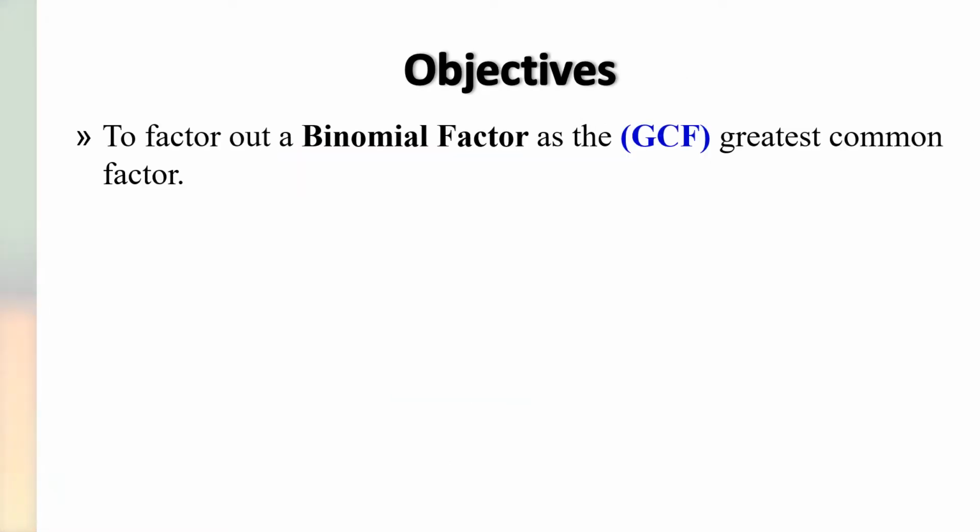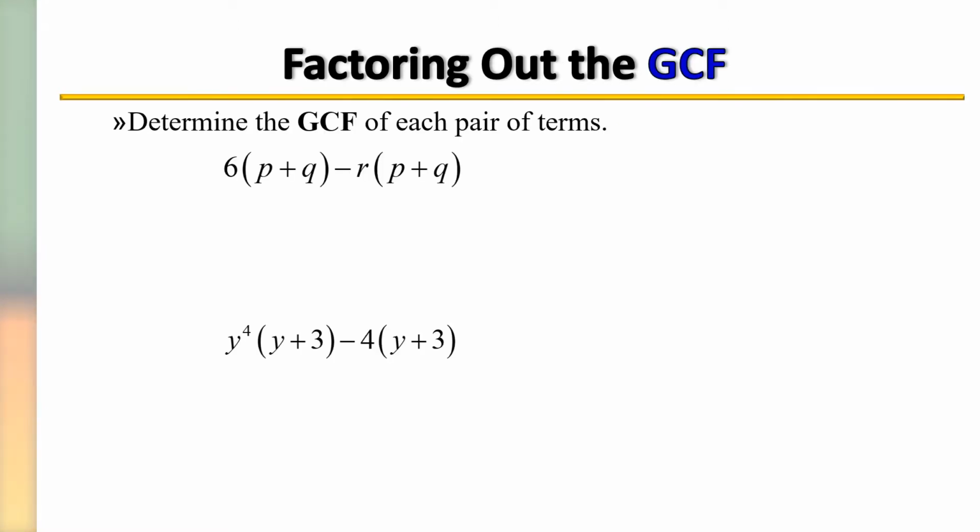In this lesson, we're going to factor out a binomial factor as the GCF. In this example, we're going to determine the GCF of each pair of terms. So first, let's determine what the terms are. Anytime you have something that's separated by a plus or minus, it's a term.